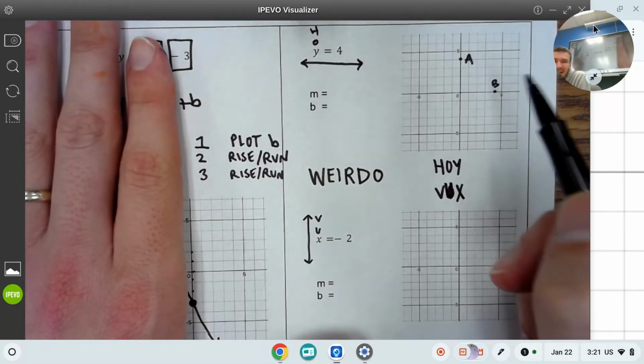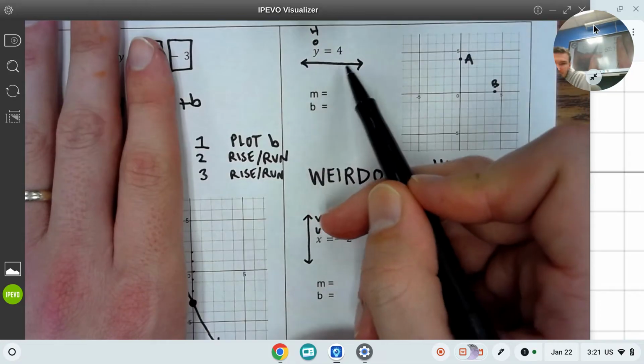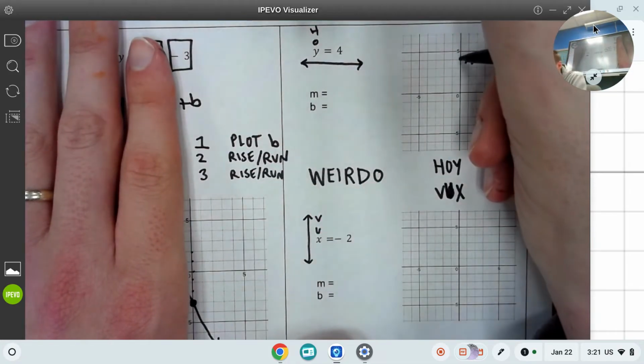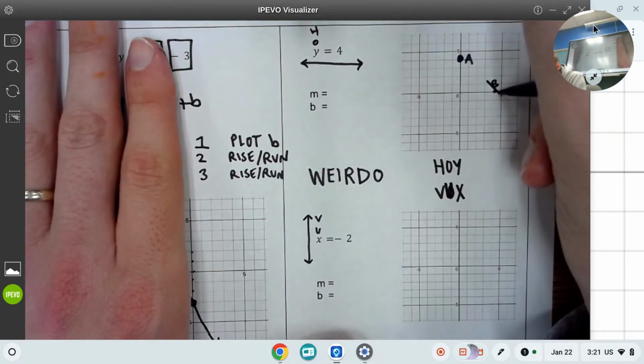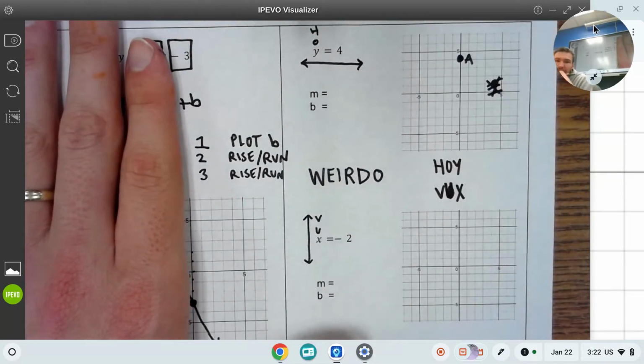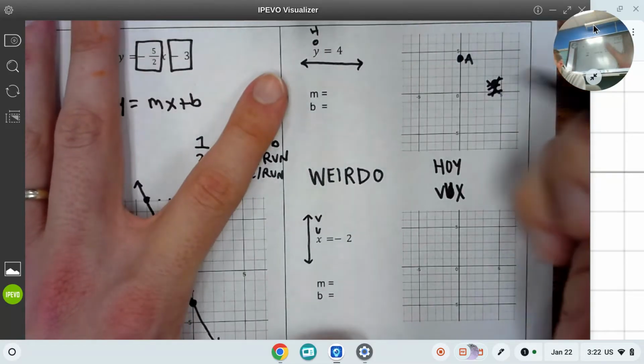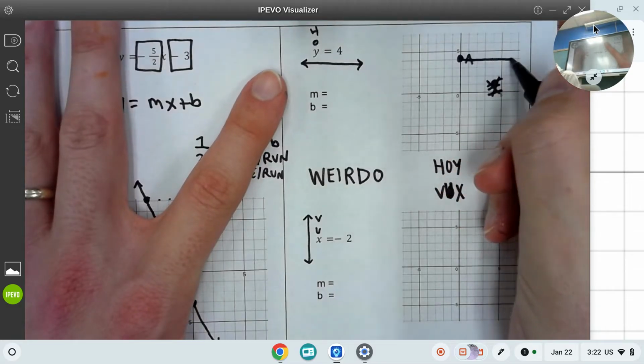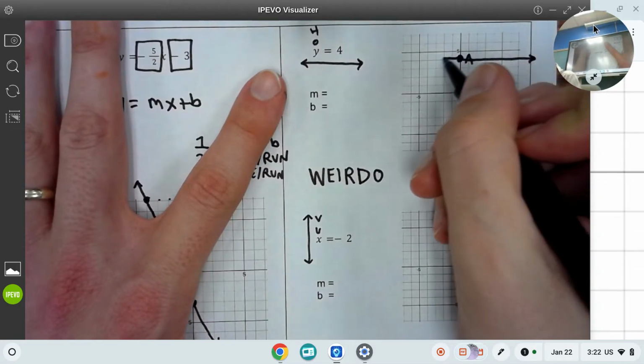Where does our first dot need to go for y equals 4? It needs to go at A, right? B, we're not going there. We don't like to start on the x-axis. No good. And right, we need a horizontal graph, which goes side to side.